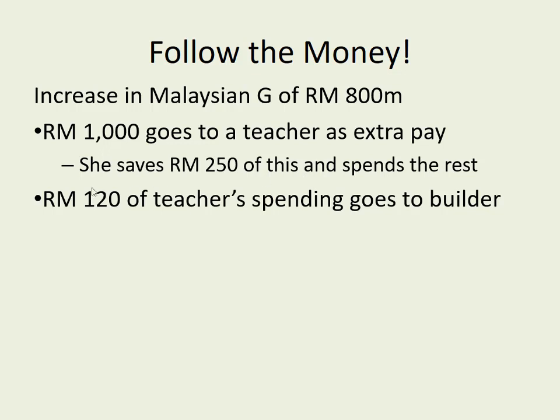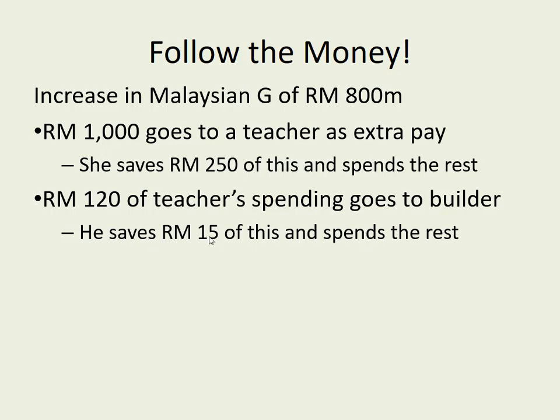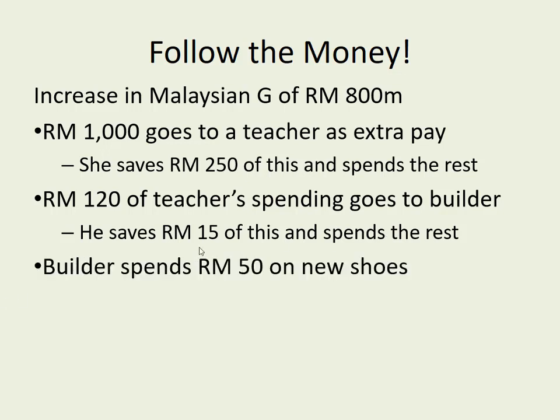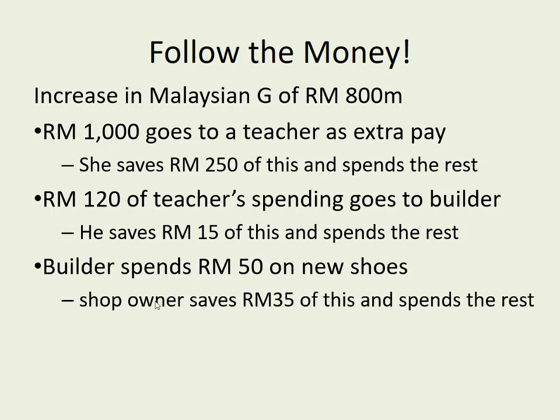And of that 750, 120, say, goes to a builder. Just do some repairs on the house, build something extra. So that builder then has done 120 ringgits of extra economic output. So now we've had 1,120 of extra output. But that's not the end either, because the builder saves 15 and spends the remaining 105. From that 105, maybe he spends 50 on some new shoes. Okay, so whoever produces the shoes, that's another 50 of value. The shop owner, where he gets the shoes from, saves 35 and spends the other 15.